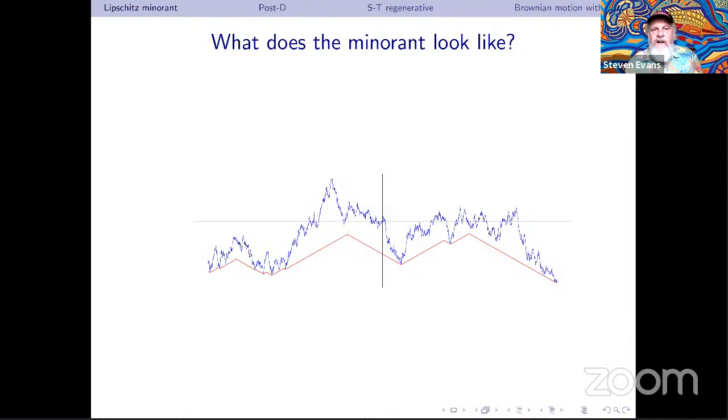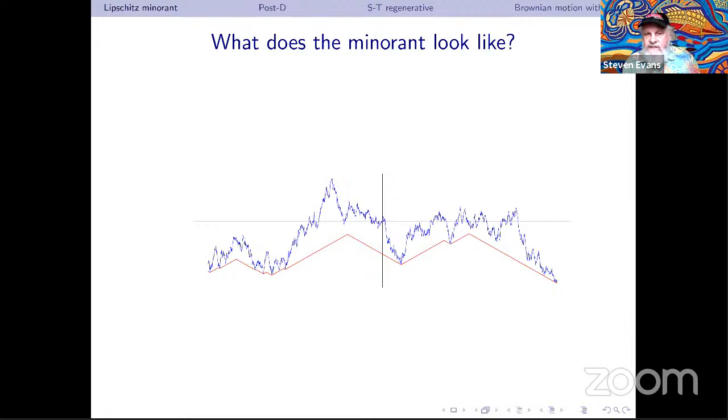So here's a picture to give you a bit of an idea of what the alpha Lipschitz minorant of a particular, in this case continuous, function looks like. It's of course an instance of our favorite continuous function, the path of a one-dimensional Brownian motion.